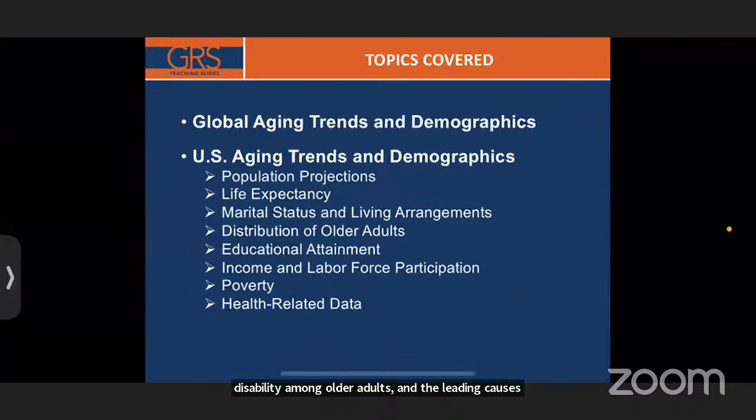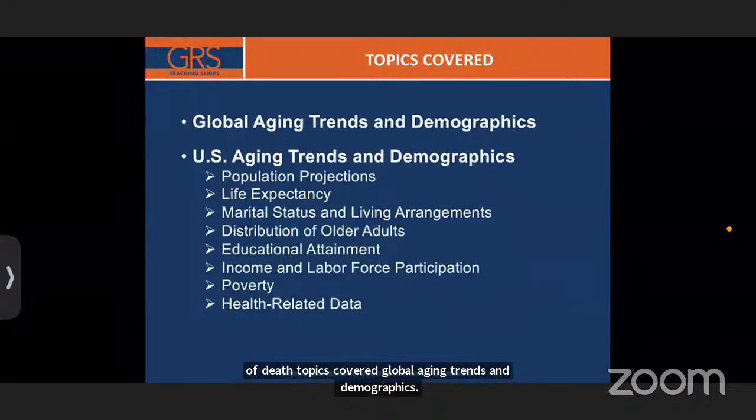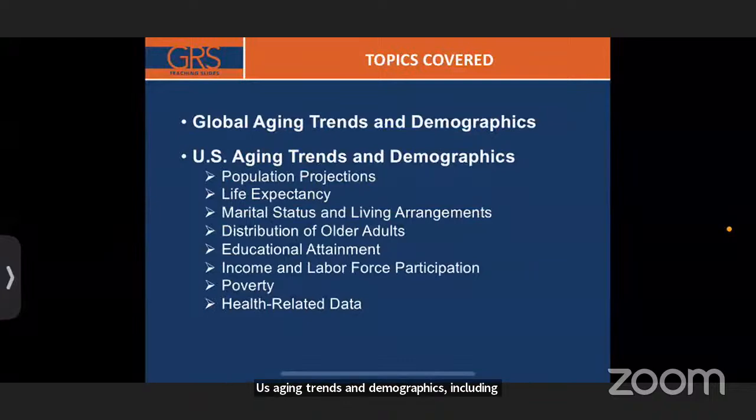Topics covered: global aging trends and demographics, US aging trends and demographics, including population projections, life expectancy, marital status and living arrangements, distribution of older adults, educational attainment, income and labor force participation, poverty, and health-related data.